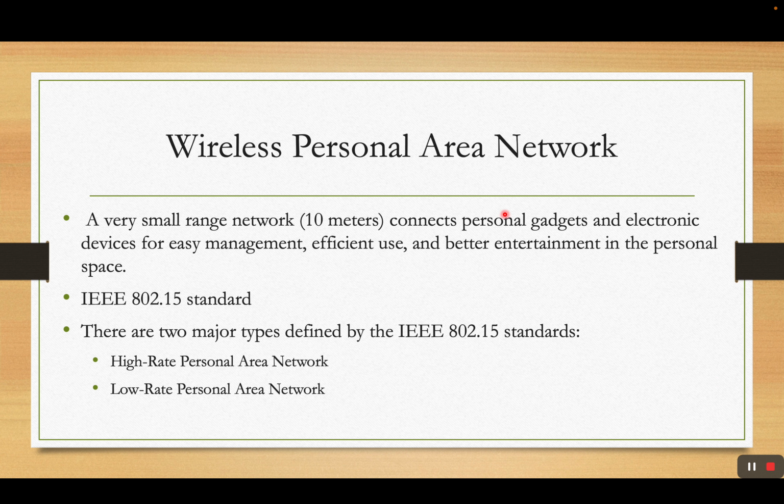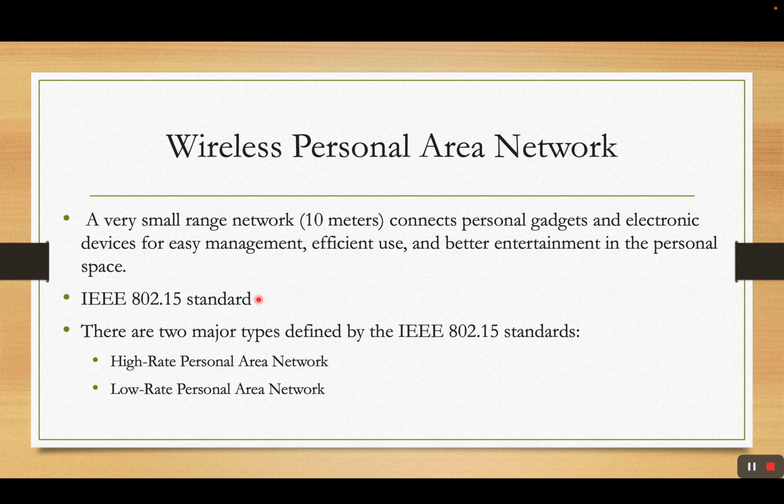Now, let's talk about the wireless personal area network here. It's a very small range network, 10 meters, that connects personal gadgets and electronic devices for easy management, efficient use, and better entertainment in the personal space. This is the 802.15 standard.